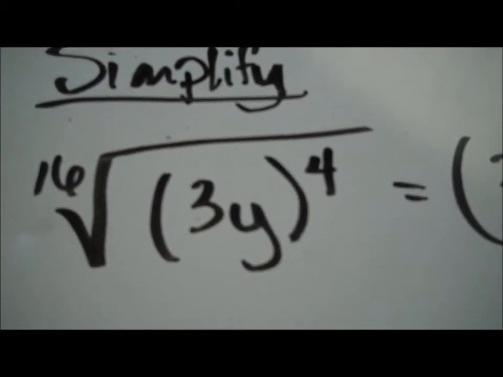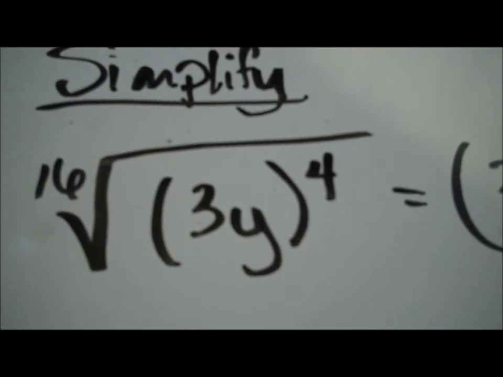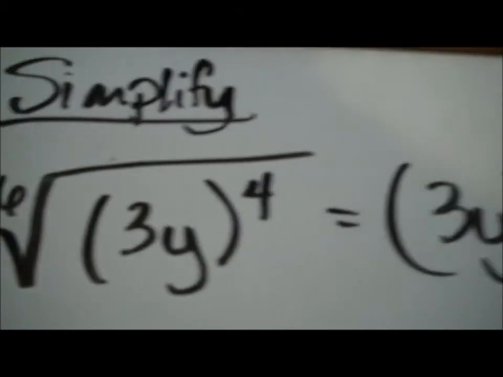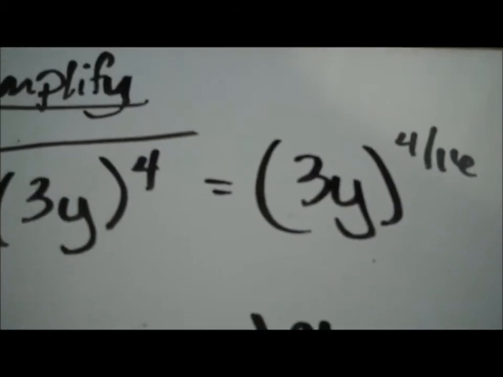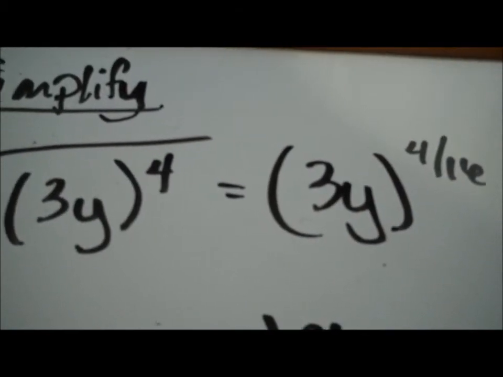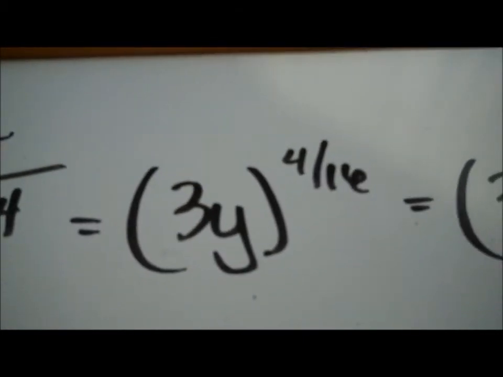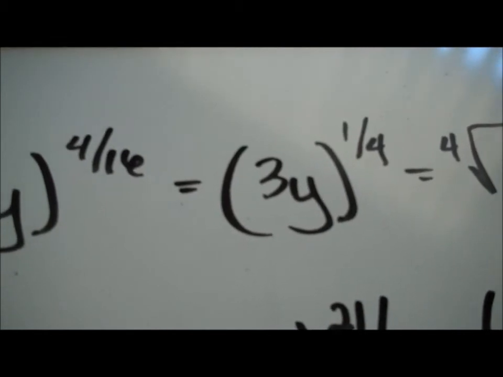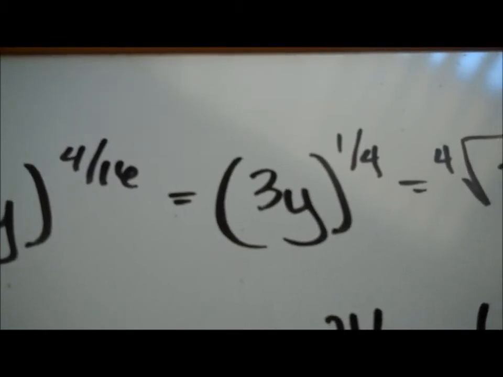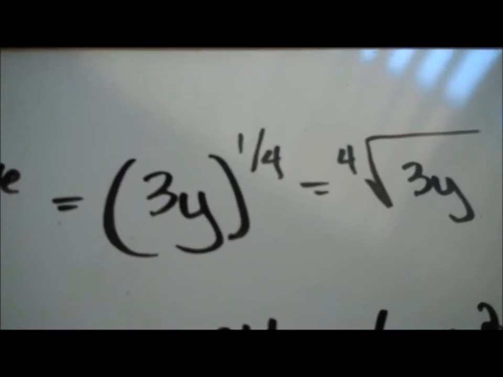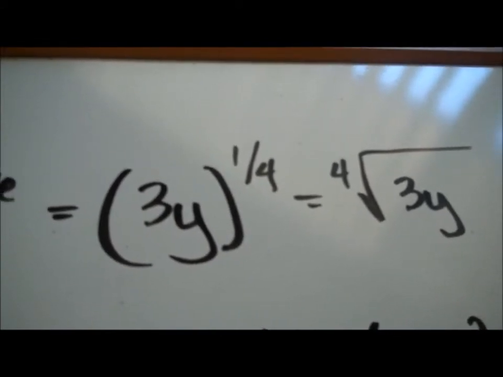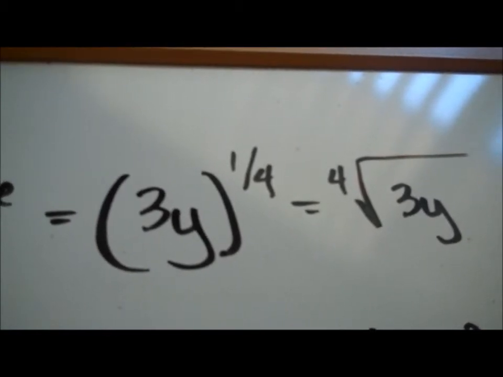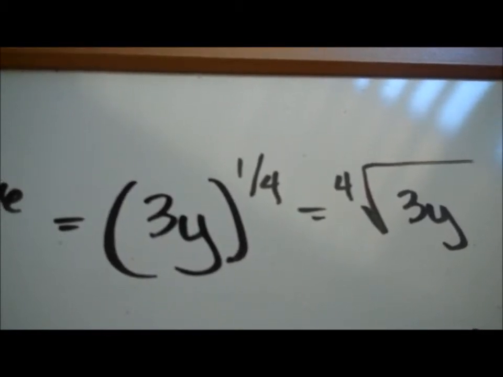So here we have the 16th root of 3y raised to the 4th power. So again, we can rewrite this using exponential form here. So we can reduce that fraction of 4/16 to 1/4. And since 1/4 is completely reduced, we can then rewrite it back into radical form. So that means that our index is 4 and 3y is being raised to the 1 power, or it is just itself.